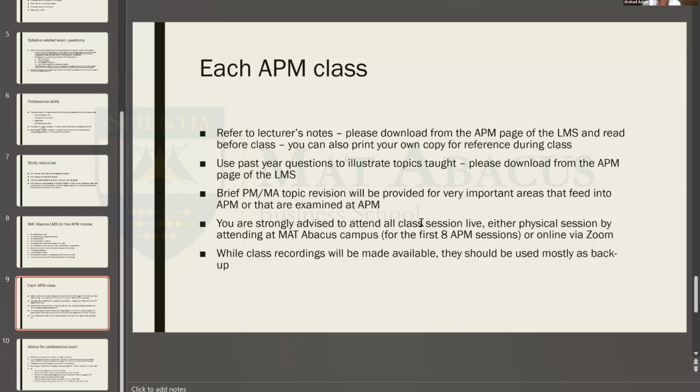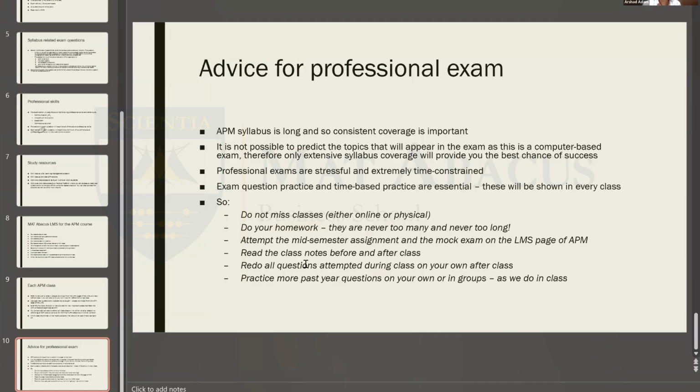You're strongly advised to attend all class sessions live, either physical sessions, by attending at MAT Abacus campus, the first 8, or online via Zoom. The first 8 also you can attend online, not to worry. But the first 8, I will be in Kampala, so you can come to class as well, which is nice because then we can have a good discussion. When you're online, many of you will not participate in the discussion, but when you're in class, you tend to participate better. While class recordings will be made available, we will make it available the next day, one day later. They should be used mostly as backup, which I've explained earlier to you.